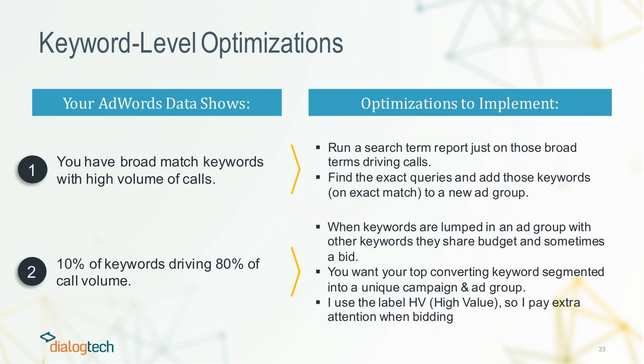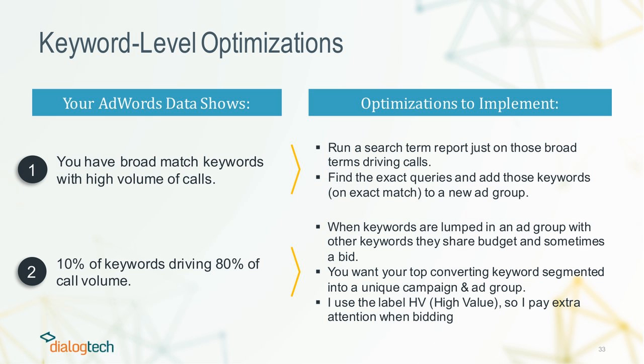So first, your AdWords data is showing you have broad match keywords with a high volume of calls. Oh, the bane of broad match. I love that we now have broad match modifier, because that helps, but broad match opens us up to such a wide array of target markets. And it's a good thing, but it's also a bad thing, because we can spend a lot of money on 1 or 2 broad match keywords.